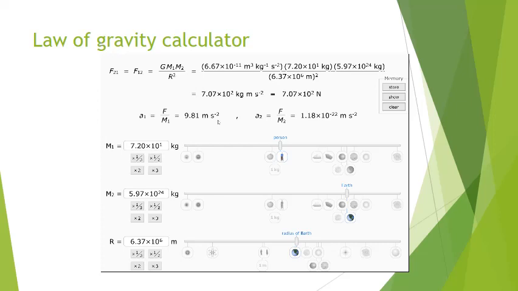So a person, if they're falling near the surface of the Earth, is going to fall at 9.81 meters per second squared. That's a pretty large acceleration.